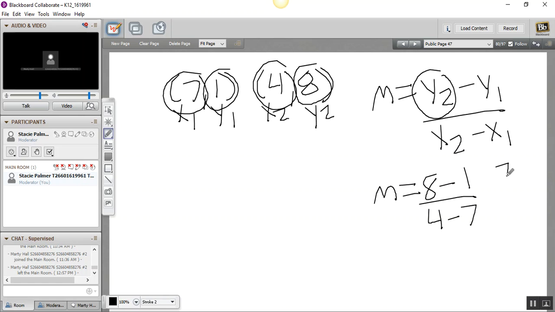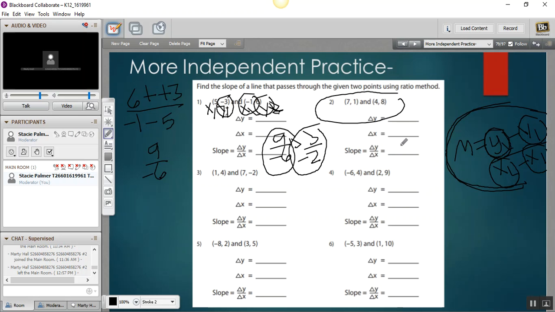8 minus 1 is 7. 4 minus 7 is -3. So this is the slope, 7 over -3. Okay, so for this one, 7 over -3. That's our slope, and we found it using the slope formula. Okay, let's do a couple more of these.